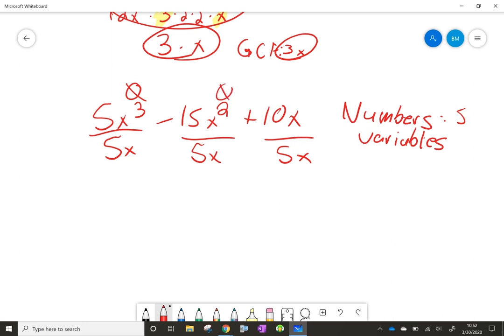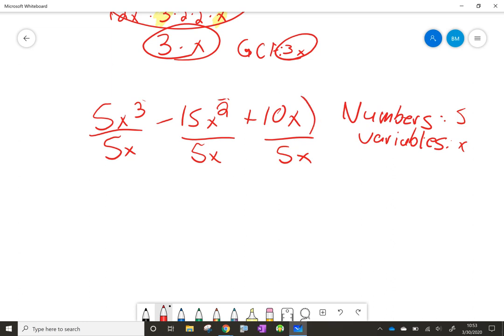The second term has a few more than that, but they all at least have a single x in common. So remember, when looking at variables, one go-to trick is simply find the lowest amount, and that's the one they all have in common, right? So the lowest amount is a single x, x is the first power. They all have at least that one in common. So our GCF here is 5x, or 5x to the first power.